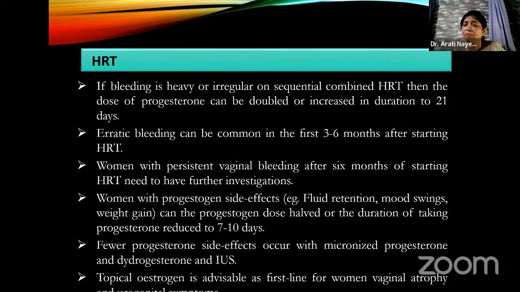Erratic bleeding can be common in the first 3 to 6 months after starting HRT. But women with persistent vaginal bleeding, even after 6 months of starting HRT, need evaluation. For women with progesterone side effects like weight gain, fluid retention, depression, or mood swings, the progesterone dose is either reduced or the duration of progesterone therapy is reduced to 7 to 10 days. Fewer side effects are seen with preparations like dydrogesterone, micronized progesterone, and an intrauterine system like Mirena.